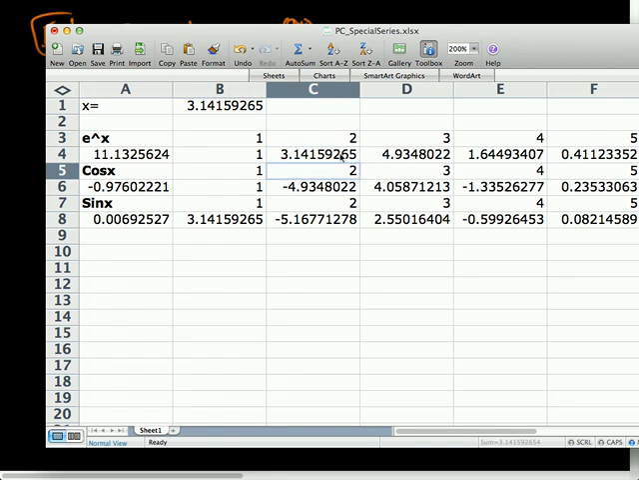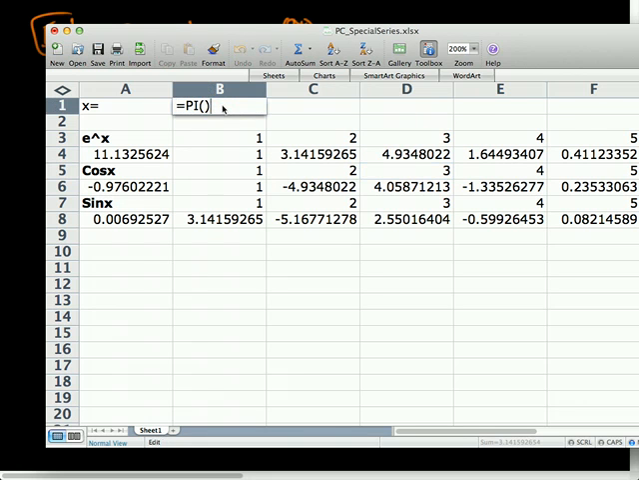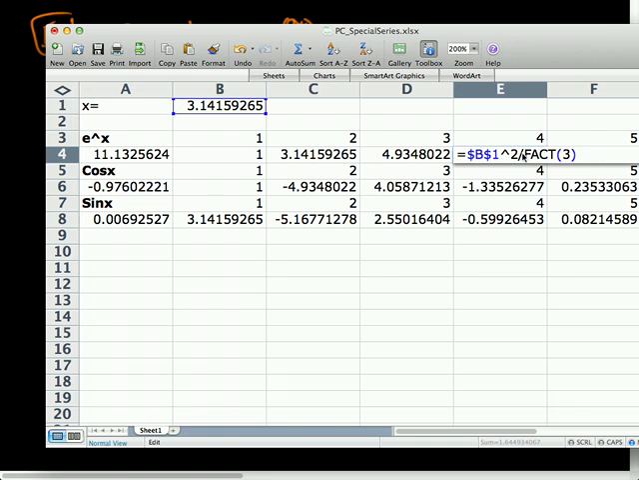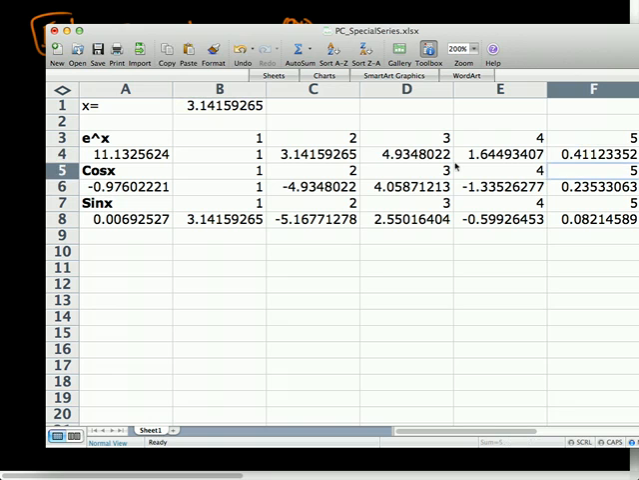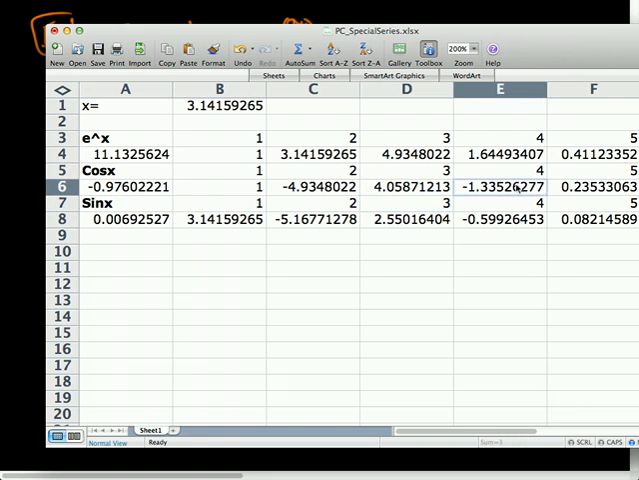Yeah, I was just using Excel's version of pi. So I just programmed each of these values according to those formulas, right? And apparently fact is the function for factorial in Excel. And then what I do is I find the sum of those terms, right?